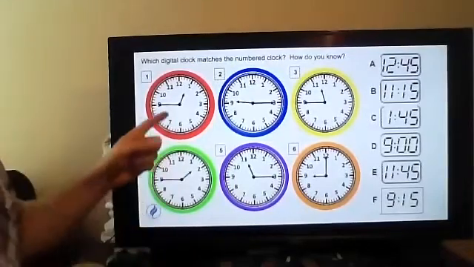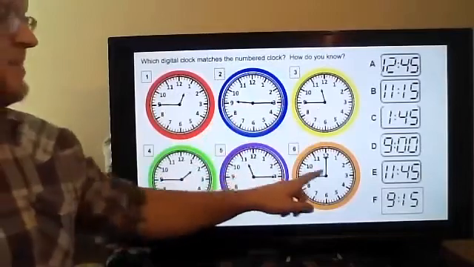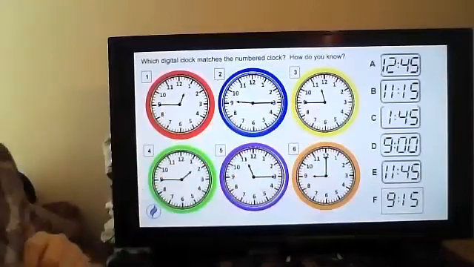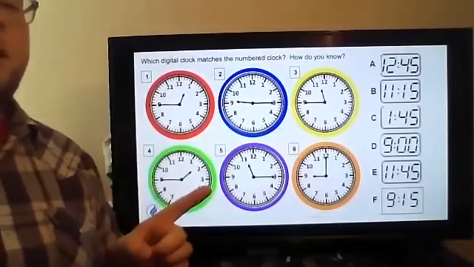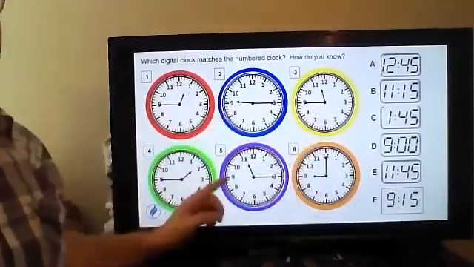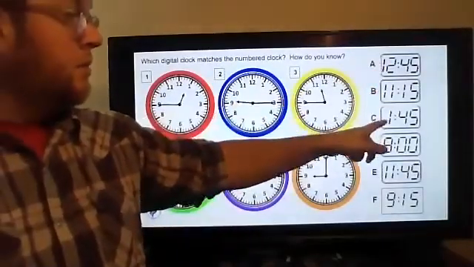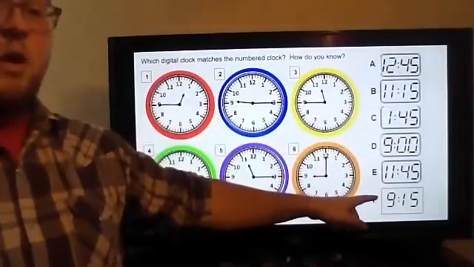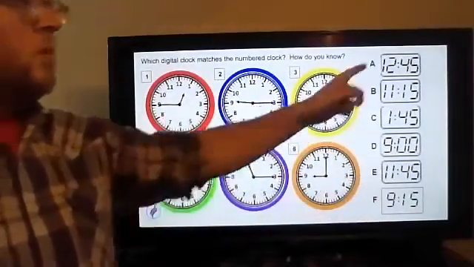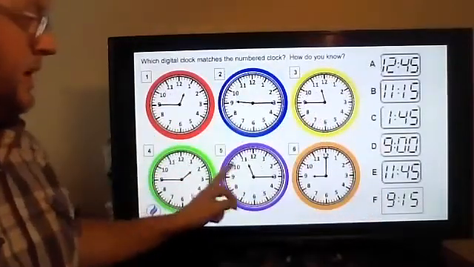Okay, here we have 6 clocks. 1, 2, 3, 4, 5, 6. We have 6 clocks. And next to our clocks, we have the same times displayed here, just in a digital form. So we have 1, 2, 3, 4, 5, 6. All 6 of these will match to one of these 6 clocks, okay?